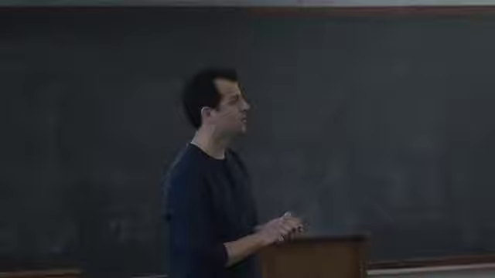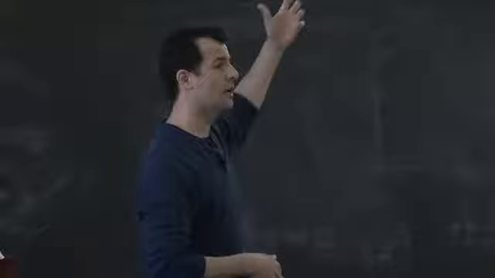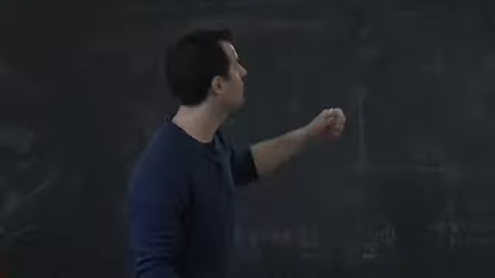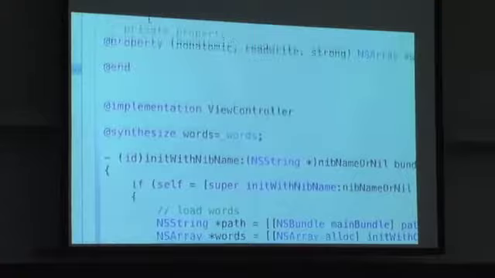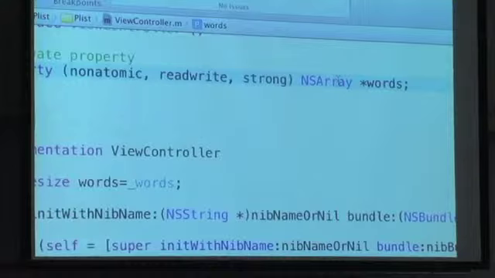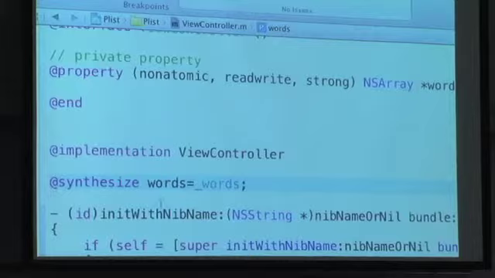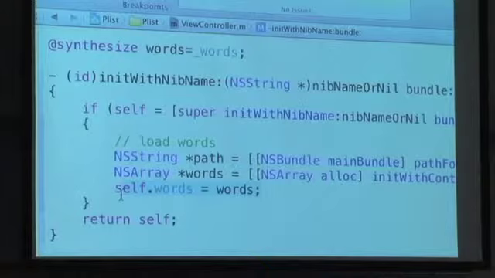Perfect. So it's just taking this array that I declared locally with the words pointer, and I'm storing it inside of the object itself by way of the property. So self.words is apparently a property that I defined. And indeed, notice right up here in the same file, I have declared a pointer of type NSArray to words, and I have synthesized it down here. So in other words, this is my way of storing it inside of an instance variable, but doing that with the syntactic sugar of my property.